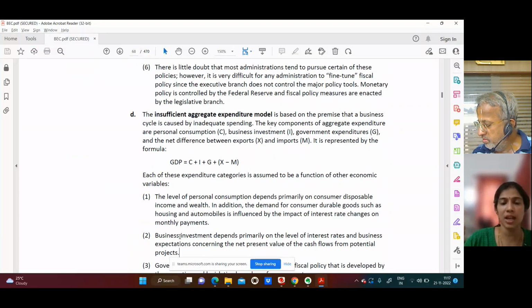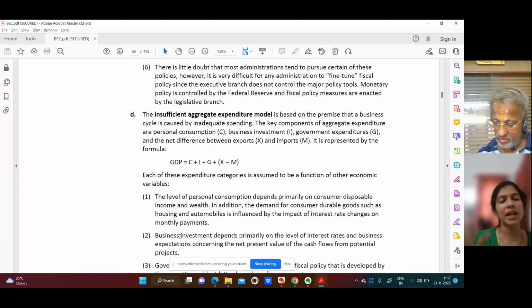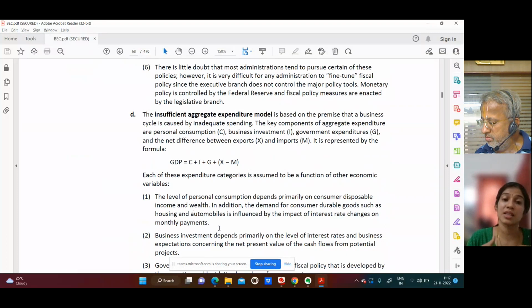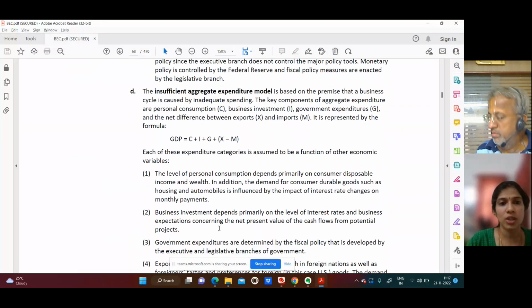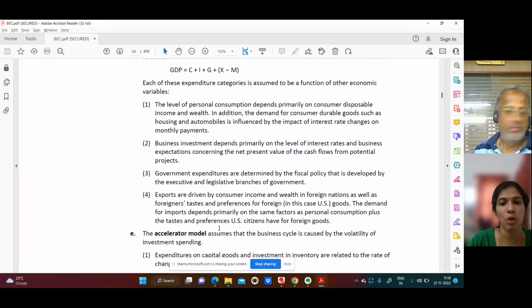But in the real business cycle model, if you remember, all this is not being considered. What is actually impacting your economy or your business is the supply related shocks, your technology shocks. All that only matters. But here, if you look at this model, it has a more holistic approach. It says that it is not just one or two variables, it is a combination of all these factors which determines the GDP, and real GDP in turn determines the business cycle or economic cycle as a whole, right? So this is the insufficient aggregate expenditure model.